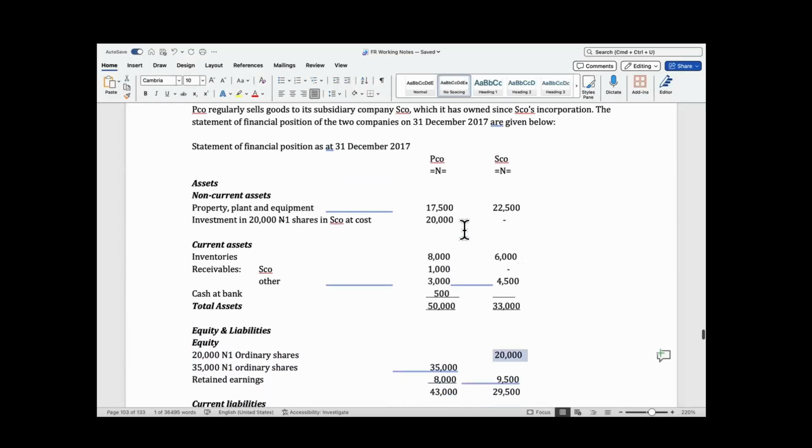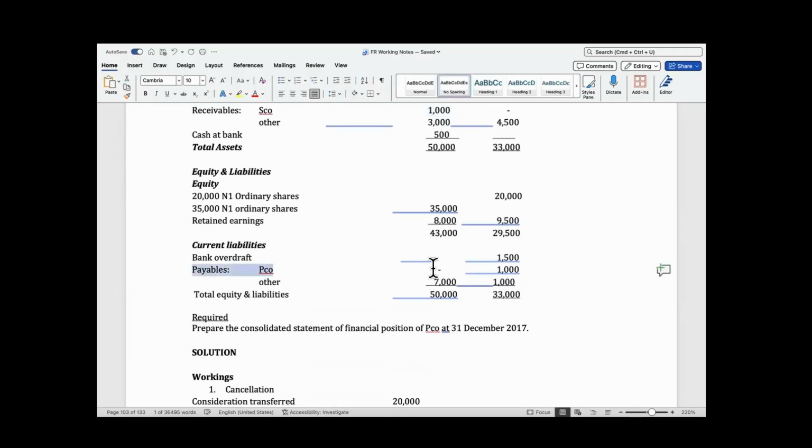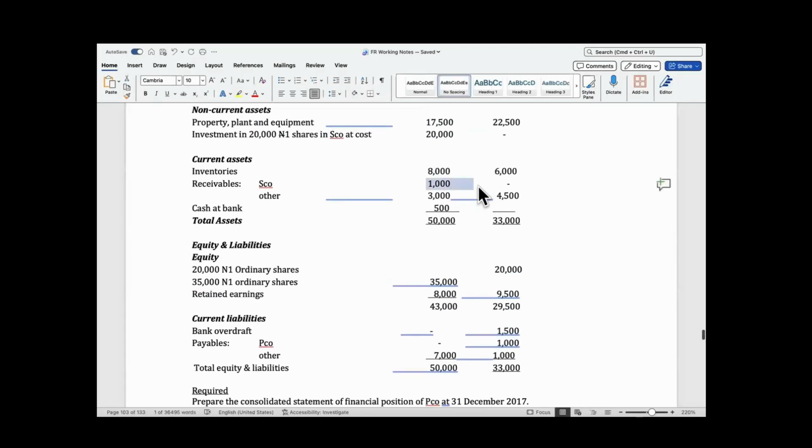That's one. Two, I can see receivables here. They wrote ESCO, which is 1,000. It will be cancelled out against the payables, which is also 1,000. So these two will also cancel out against each other. I was able to know that because they wrote ESCO here and they wrote PICO. If they hadn't, I wouldn't cancel them out. I can't just assume that they are similar items. It was because they indicated that these are receivables from ESCO and these are payables to PICO, and they are the same amount, so they cancel out.